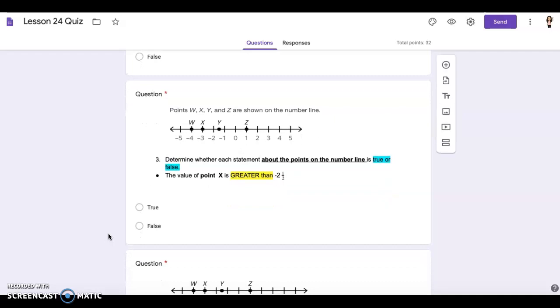Number 3. Determine whether each statement about the point on the number line is true or false. The value of point X, which is right here on negative 3, is greater than negative 2.5. Is that true or false?